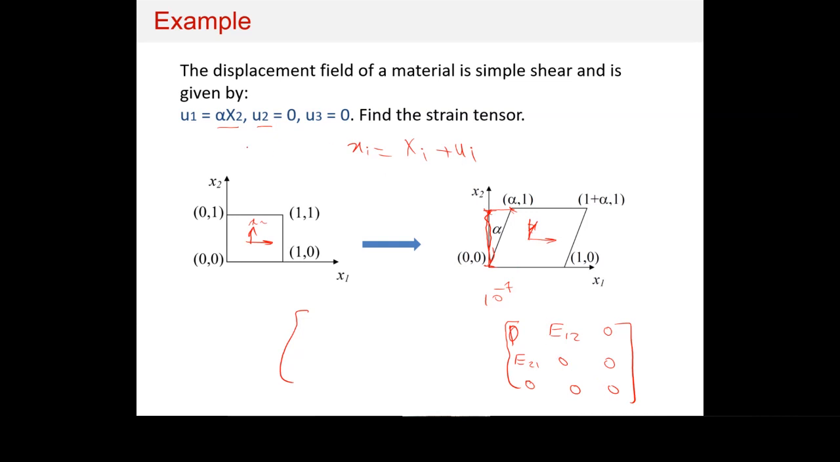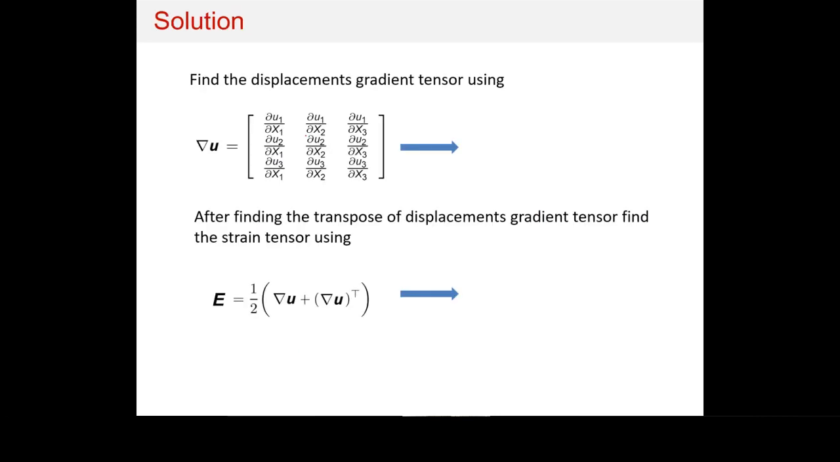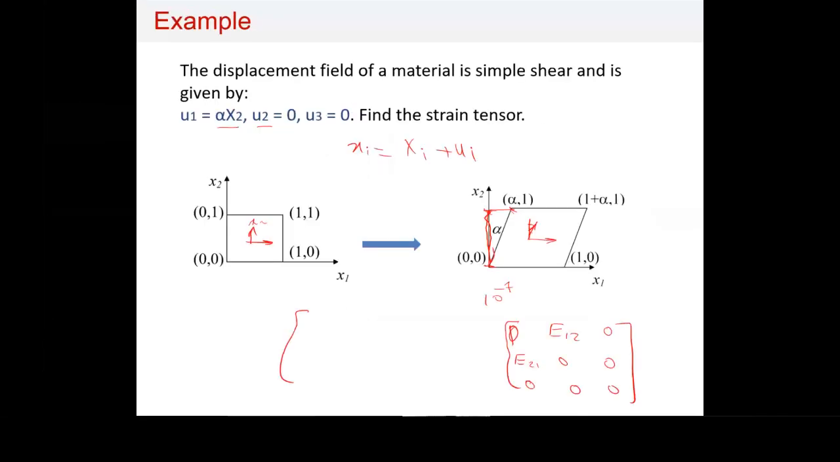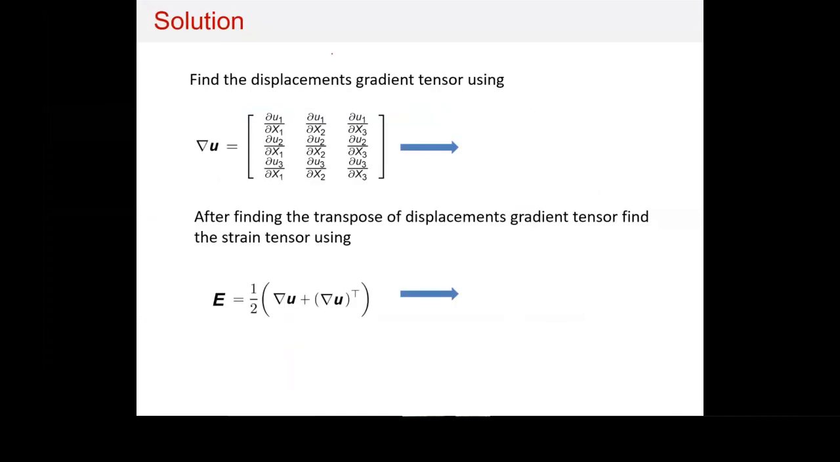So now I want you to find the strain tensor. Basically, find the displacement gradient vector, the transpose of the displacement gradient vector, and the strain tensor. I just use these components. I will move them here. So u1 is equal to alpha x2, u2 is equal to 0, and u3 is equal to 0.